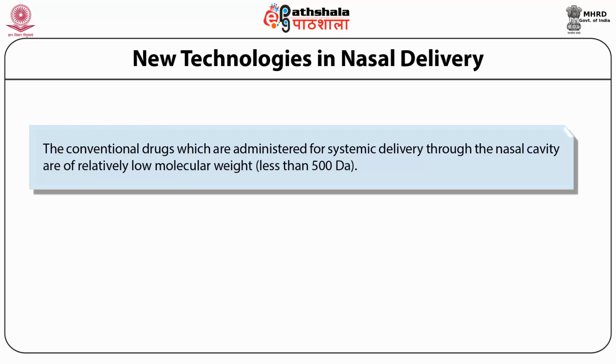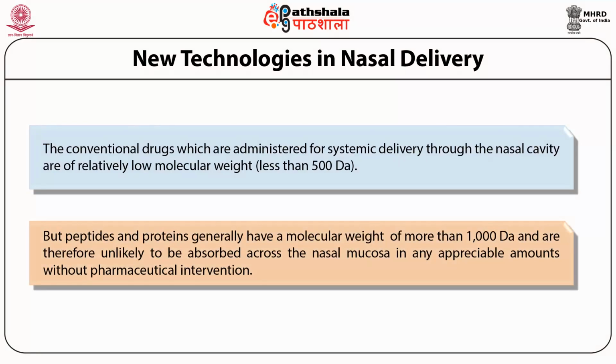But many a times, nasal drug delivery is being employed for delivering peptides and proteins, which generally have a high molecular weight to the tune of 1000 daltons and above. And therefore these are unlikely to be absorbed across the nasal mucosa in any appreciable amounts without pharmaceutical intervention. So it becomes important that, for better drug delivery through the intranasal mucosa and particularly of high molecular weight drugs, there needs to be formulation or devising of new technologies which can help in better drug delivery.